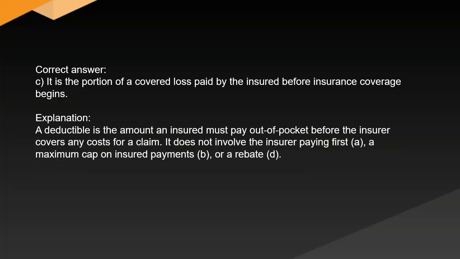Correct answer: C. It is the portion of a covered loss paid by the insured before insurance coverage begins. Explanation: A deductible is the amount an insured must pay out of pocket before the insurer covers any costs for a claim. It does not involve the insurer paying first (A), a maximum cap on insured payments (B), or a rebate (D).